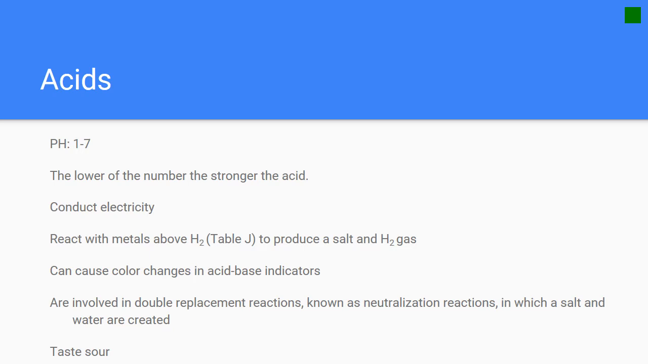Acids also tend to taste sour, so if you ever feel the need to test this out, I'd suggest you do not try hydrochloric acid, but maybe go with citric acid, as in oranges or any other type of citrus fruits.